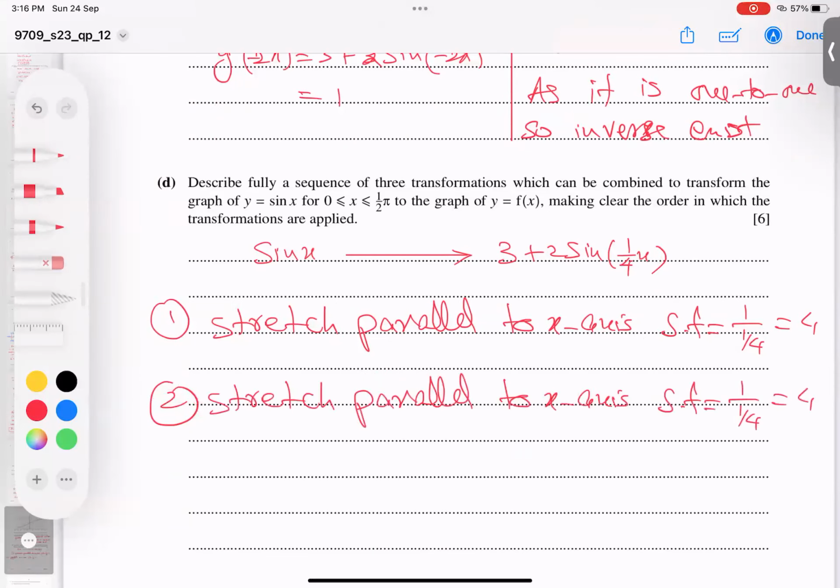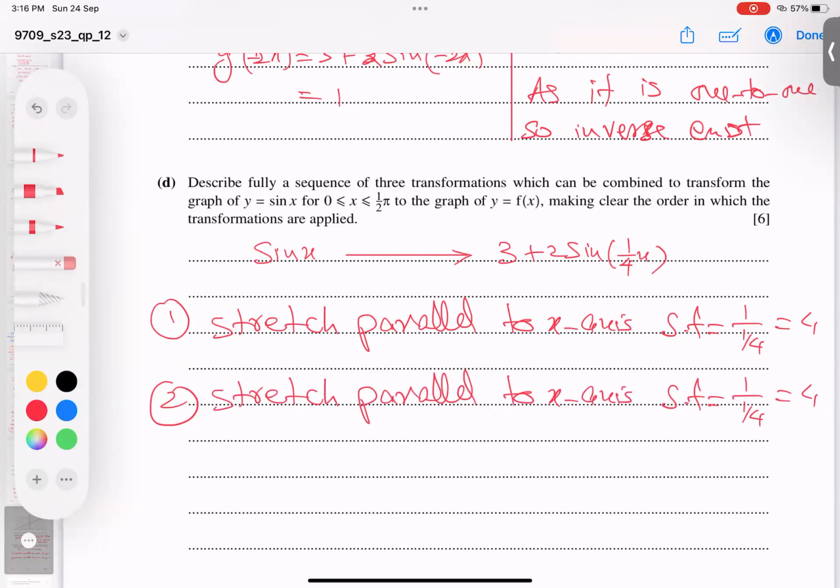So the second one is a stretch also, but the stretch is not parallel to the x-axis, it is parallel to the y-axis. All right, and so I'm writing y-axis. And the scale factor is this number, so 2, I can write it directly. No need for any change. Last one, the final one, the outside.